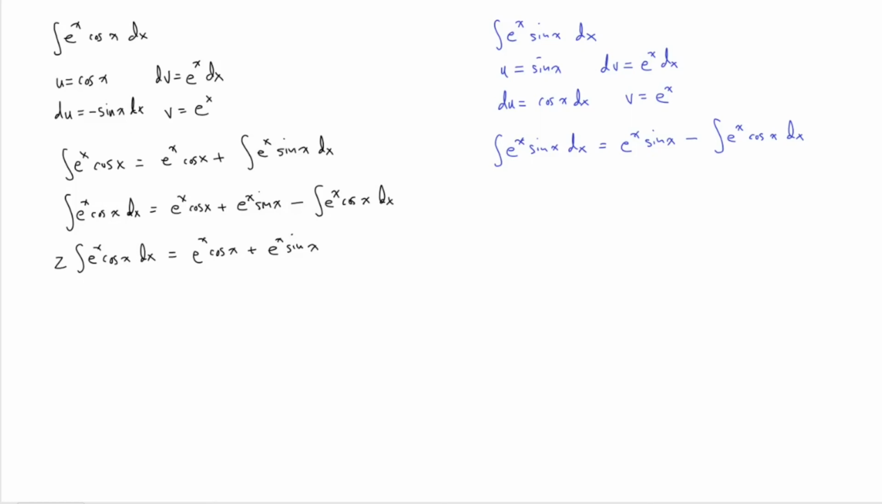Now we're basically done. You just divide both sides by 2 and get that the integral of e to the x cosine of x dx is 1/2 times the quantity e to the x cosine of x plus e to the x sine of x, plus, of course, the usual arbitrary constant. So that's a cool, clever trick and application of integration by parts. This is not your usual integration by parts problem, but sometimes you can do an integration by parts problem with a little cleverness like this.